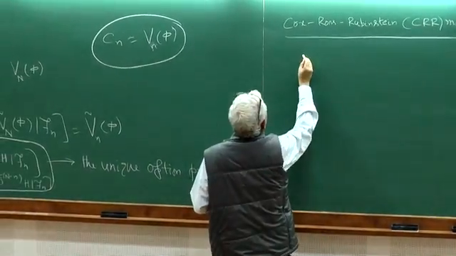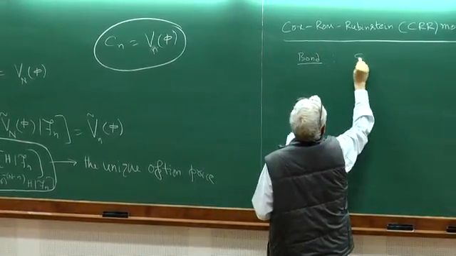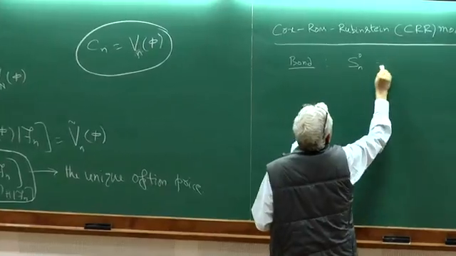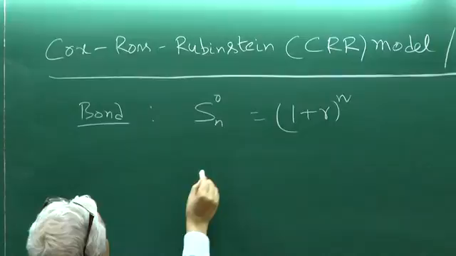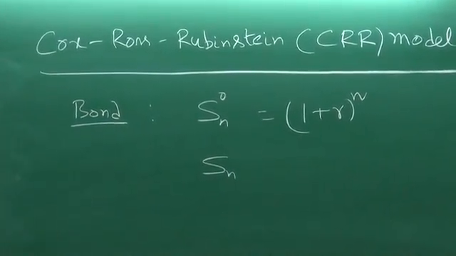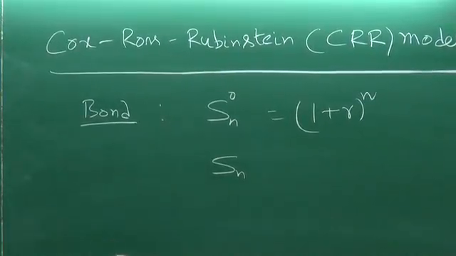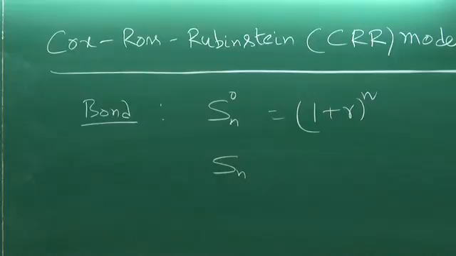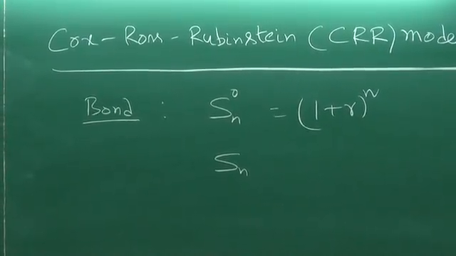So there are two instruments, a bond, which I will denote by S_n^0, this is (1 plus r) to the power n, and a stock. There are only two instruments, a bond and a stock. That's the market. Now, as I said, since this is going to be a concrete model, I have to tell how the stock prices move, how the stock prices change. The stock price changes as follows.